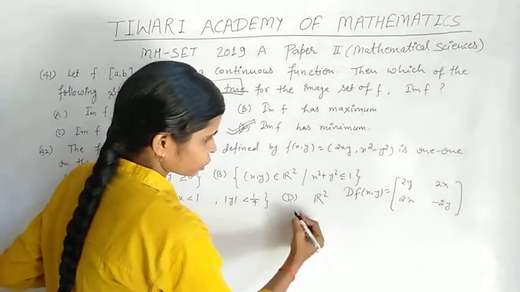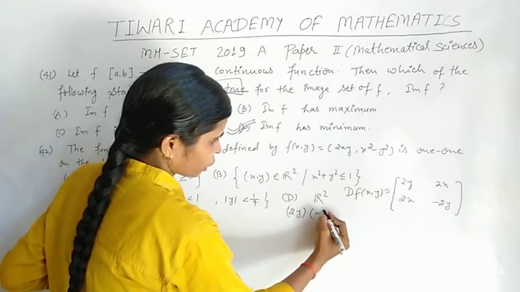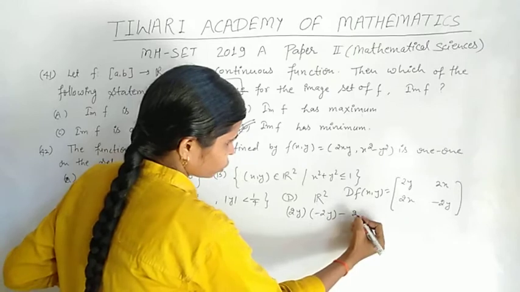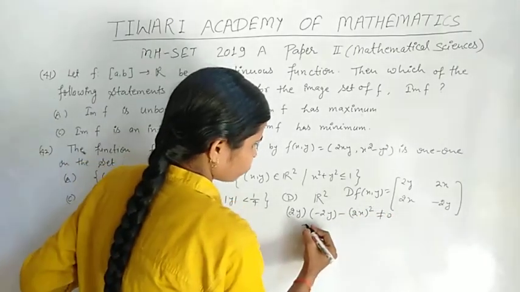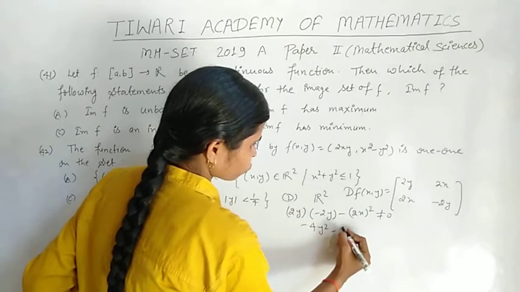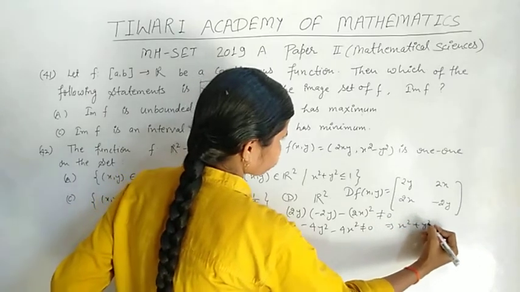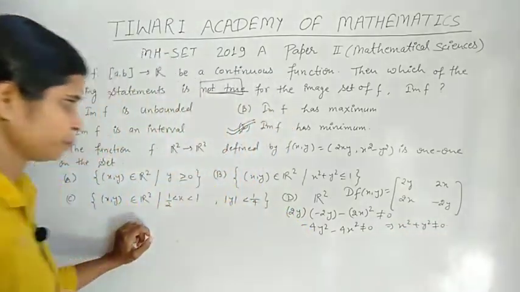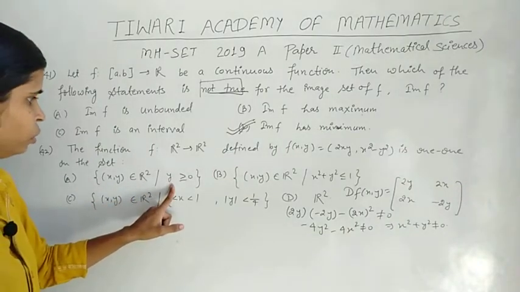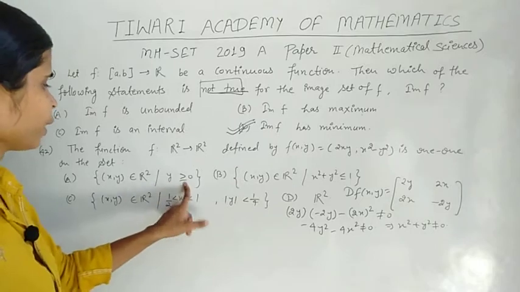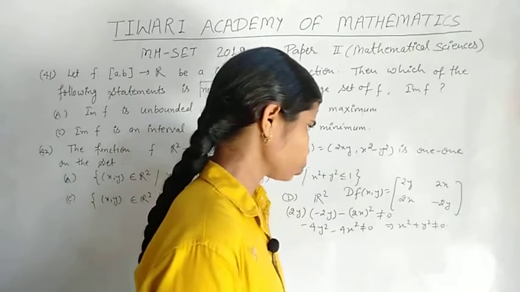If we take its determinant, minus 2y squared minus 2x squared, this is not equal to 0. Minus 4y squared minus 4x squared is not equal to 0. This implies that x squared plus y squared is not equal to 0. Option A: y is greater than or equal to 0. If we take y equal to 0 and x is arbitrary, belonging to the real numbers, so x is arbitrary.